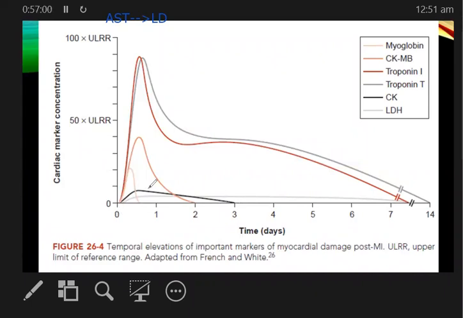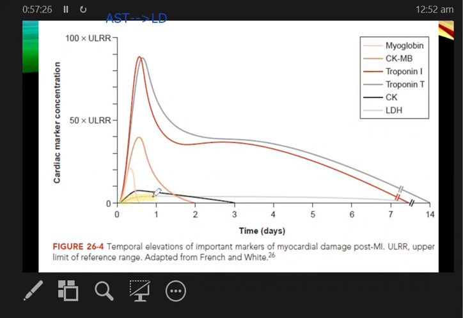Why? Because as compared to AST, your lactate dehydrogenase is considered to be a more sensitive marker of your acute myocardial infarction. So this is, I'm going to highlight again. Actually, it's very faint. Wait, what will I use? Yellow na lang. So this one.